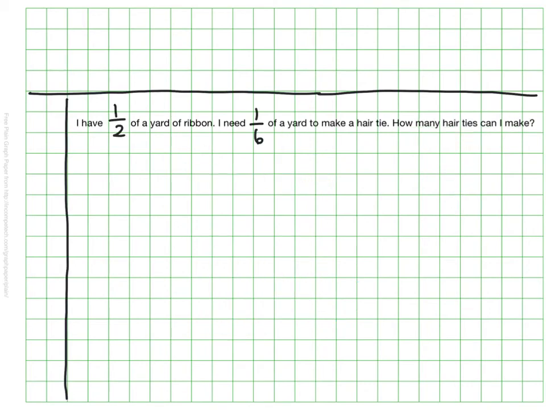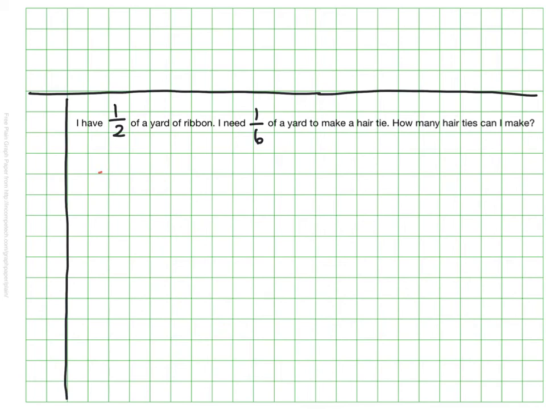Here's another example. Let's say I have 1/2 of a yard of ribbon and I need 1/6 of a yard to make a hair tie, or a bandana, or whatever I want to do, headband. How many hair ties can I make? The first thing I need to decide is what's getting divided by what. So I have 1/2 of a yard and I'm cutting that into sixths.